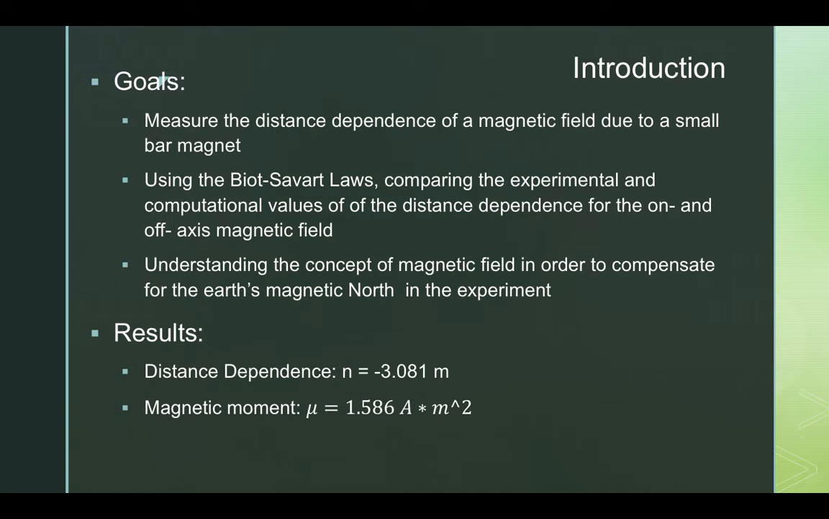The results of my experiment were that the distance dependence was equal to negative 3.081 and the magnetic moment was equal to 1.586 amperes times meter squared.